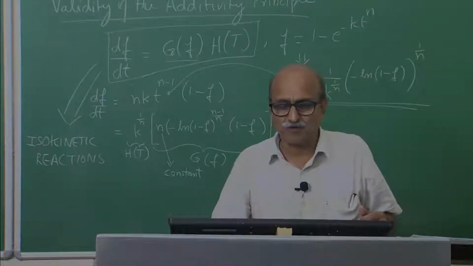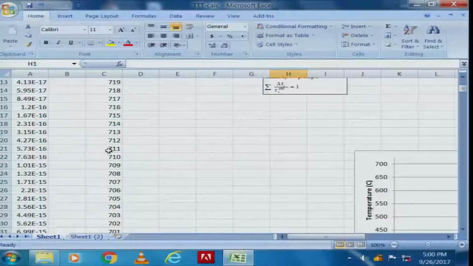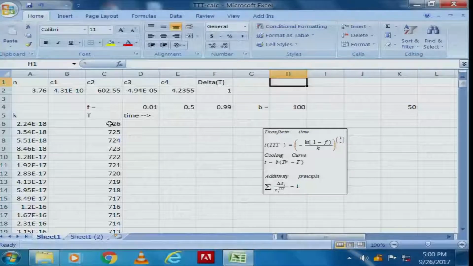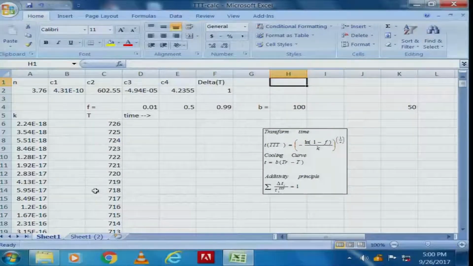This is a little involved, so I have already input a lot of data. This is for a particular plain carbon steel. Here we are looking at the austenite to pearlite transformation, and in this column I have temperatures starting from just below the eutectoid transformation temperature and going down over a large range of temperature. Out here is the value of k, which varies as a function of this temperature. If we were to quickly look at how k varies with temperature, I can plot.